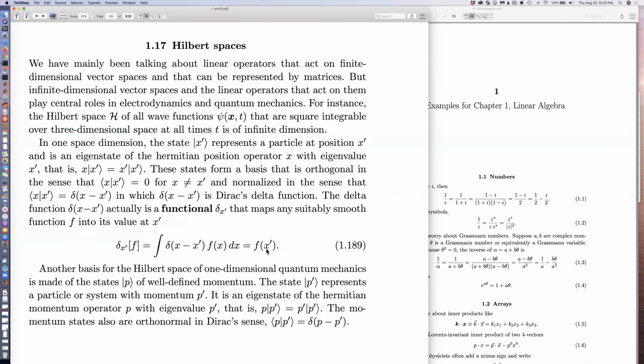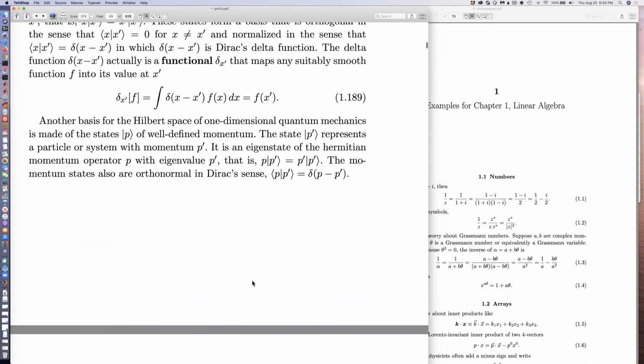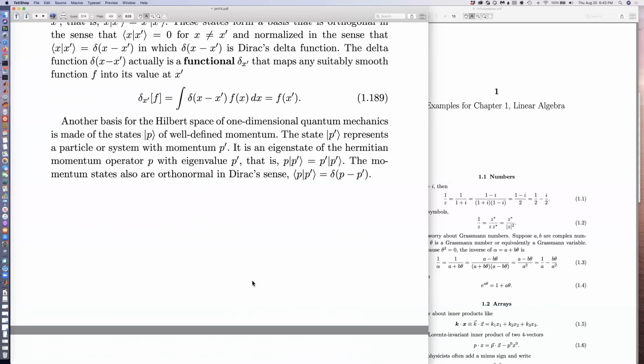So this is sort of a fine point, but you see how what Dirac did when he invented this thing which people call the Dirac delta function is, in inventing it, he was basically inventing a whole new field of mathematics called functionals. And there were lots of complaints by people who didn't like that, hadn't heard of functionals and so forth. But anyway, another basis for the same Hilbert space is the states of well-defined momentum.